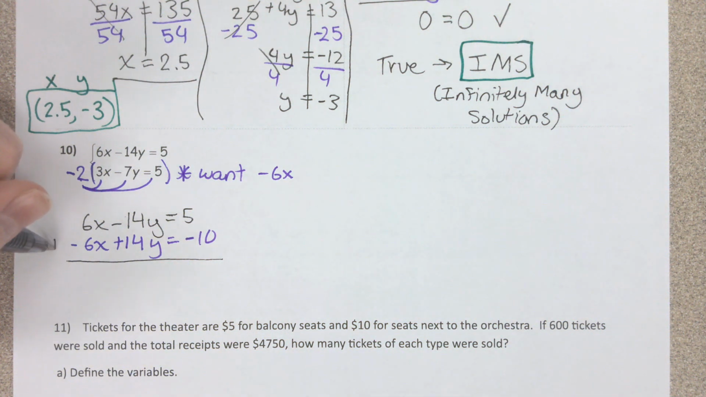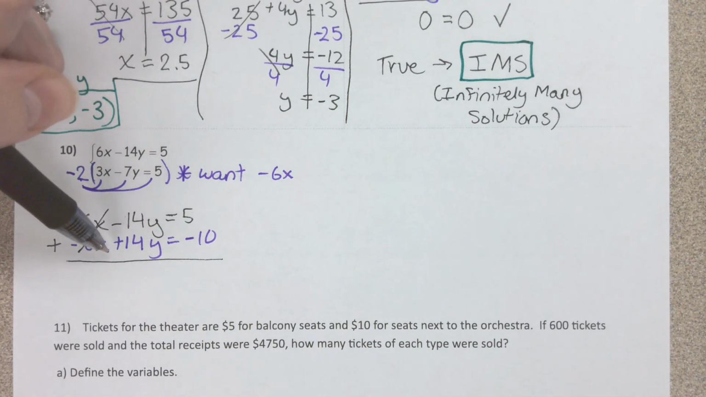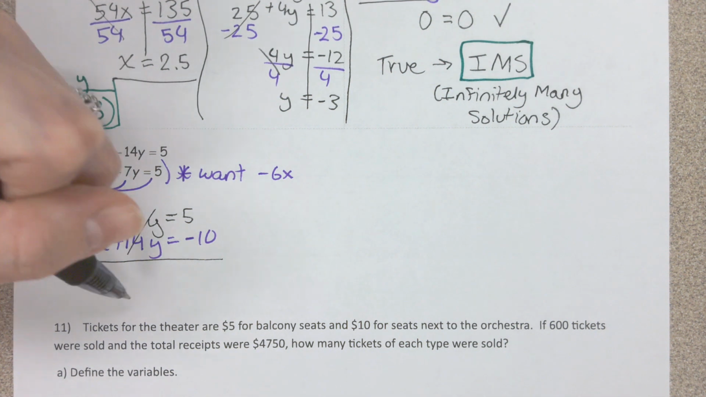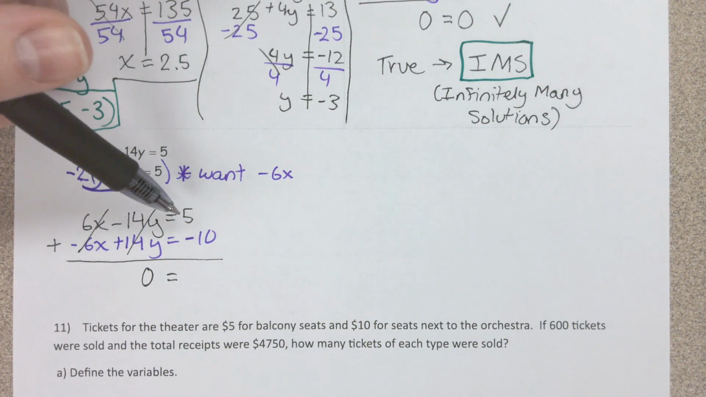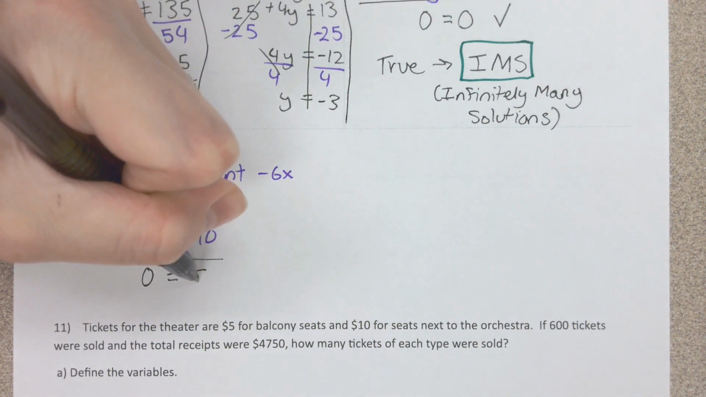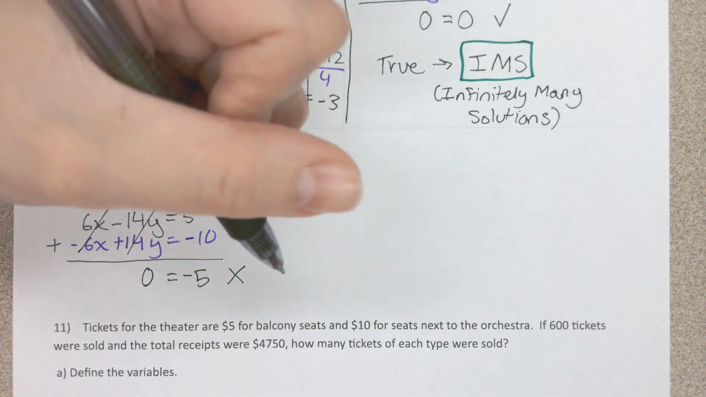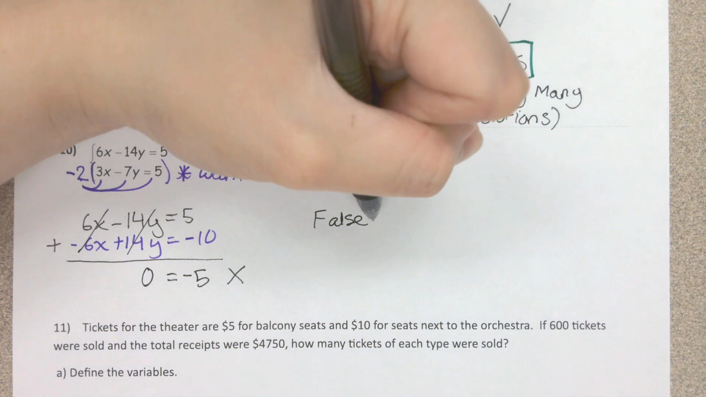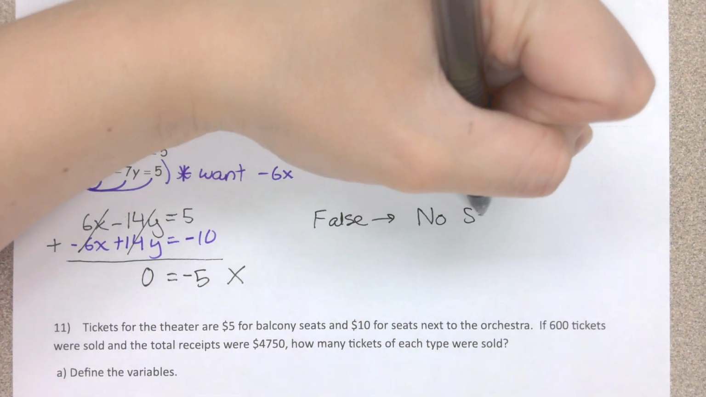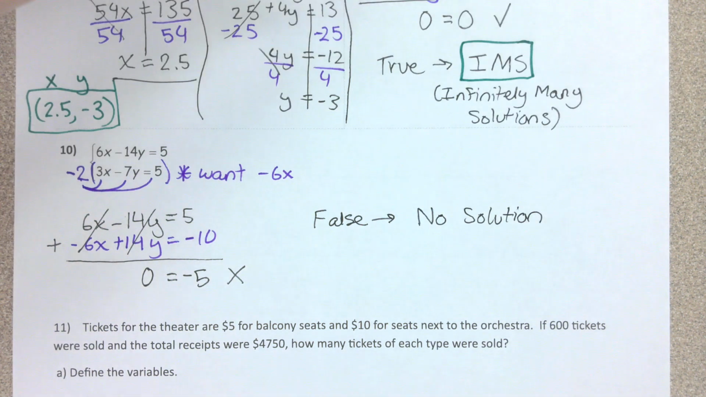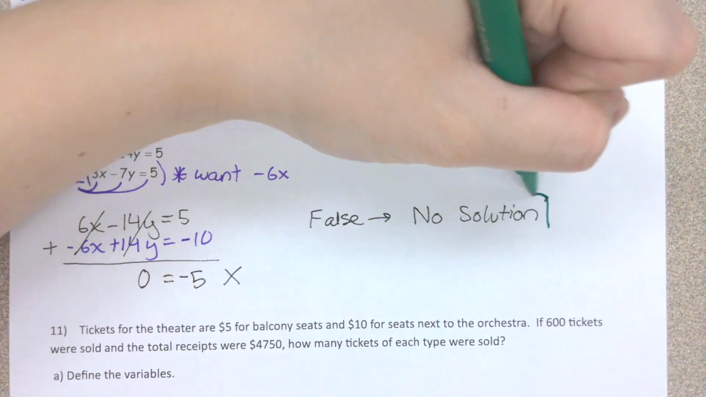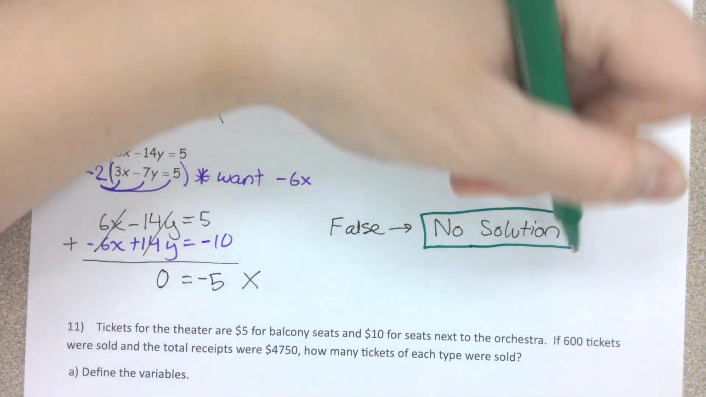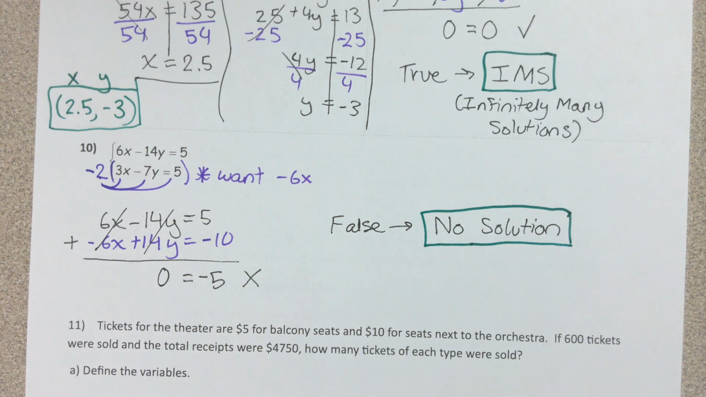Reminder, we are adding here. 6x and negative 6x, those cancel, which is what I set them up to do. Negative 14y and positive 14y, these also cancel, giving me 0 on the left side. 5 minus 10, that's negative 5. That's a false statement. 0 does not equal negative 5. False is no solution. And there you have it.